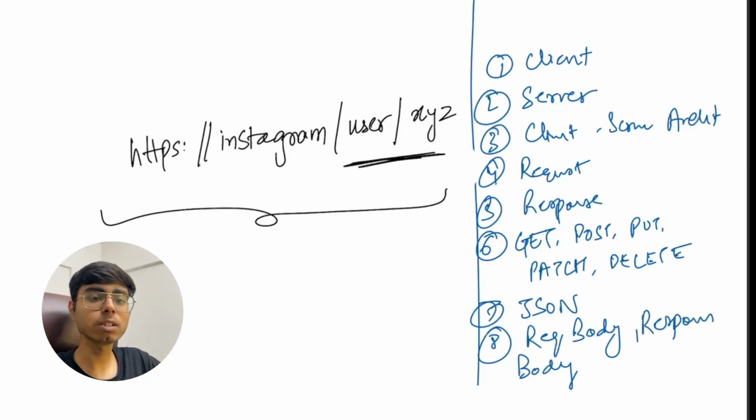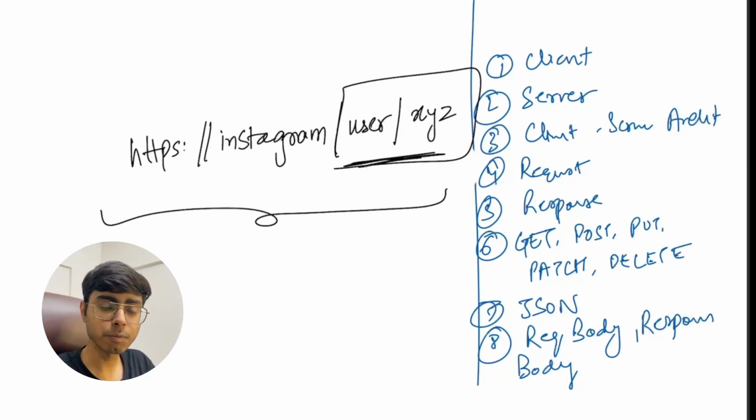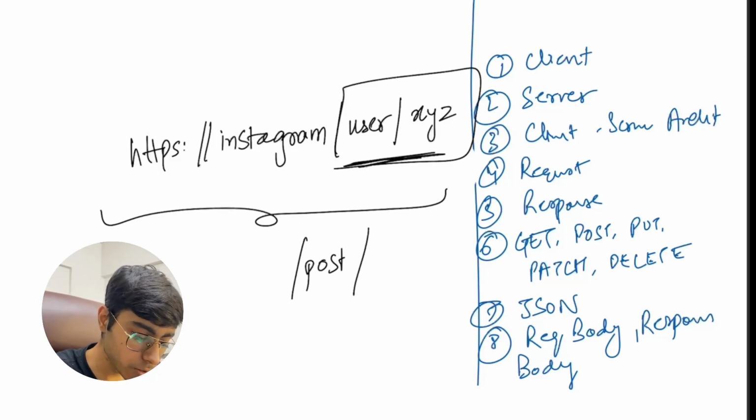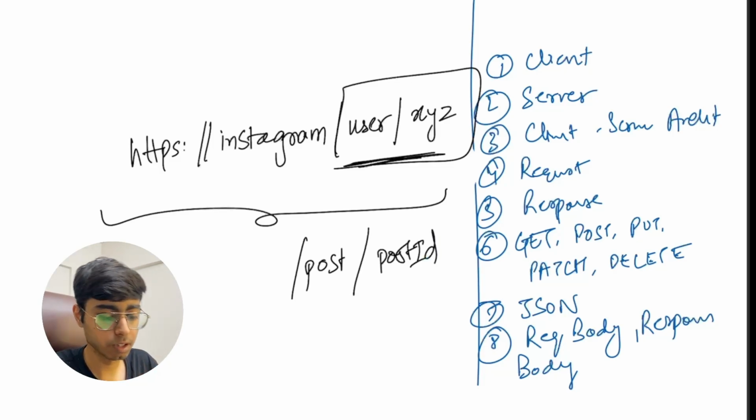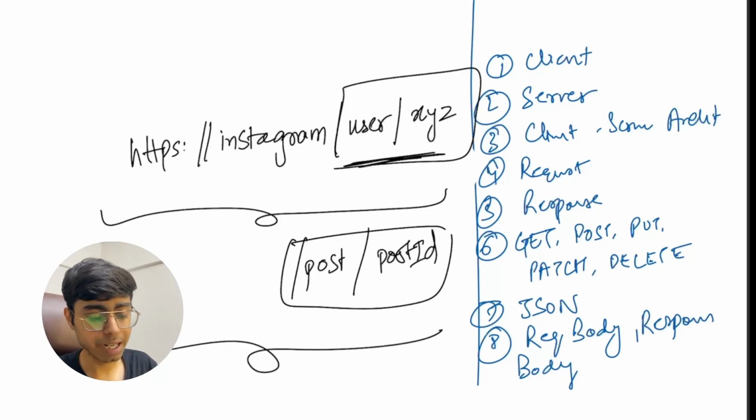In this user, I have all the API endpoints. I have all the route paths of this user, right? It can be creating a user, it can be getting a user, deleting a user, updating a user, right? Anything, fetching the posts of a user, anything, right? Anything related to user itself. If I want to get information about a post, that will be instagram.com/post/postID, right? Here this will contain all the information about post: creating a post, deleting a post, updating a post, getting a post, right? Everything regarding post. These are your endpoints.